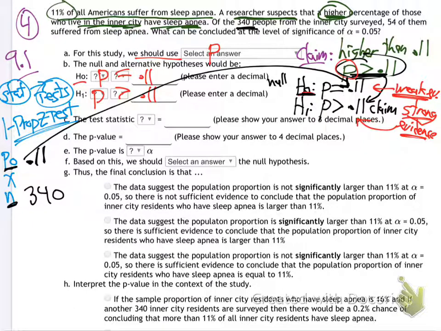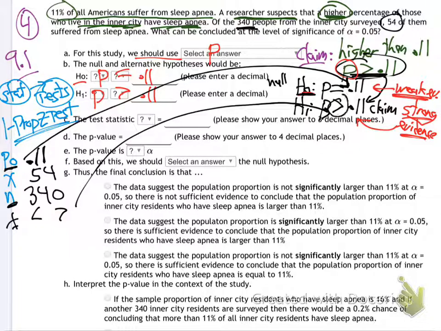And so there's only one number left. The 54, that's got to be the X. That's the number who had sleep apnea. So there we go, put those numbers in there. And the last thing is the calculator will ask you if it's not equal, less, or greater. How do you know which one it is? It's always exactly what's in H1, which is greater. So you grab that one. Same direction. See how that one's that way? This one's this way. Exactly the same. Just grab that there. Hit enter, hit calculate, and let's get some numbers.